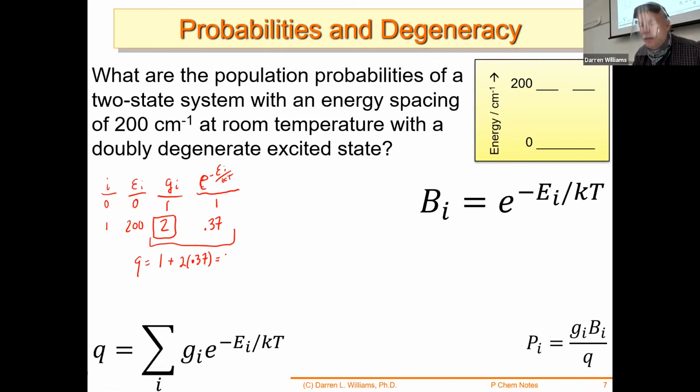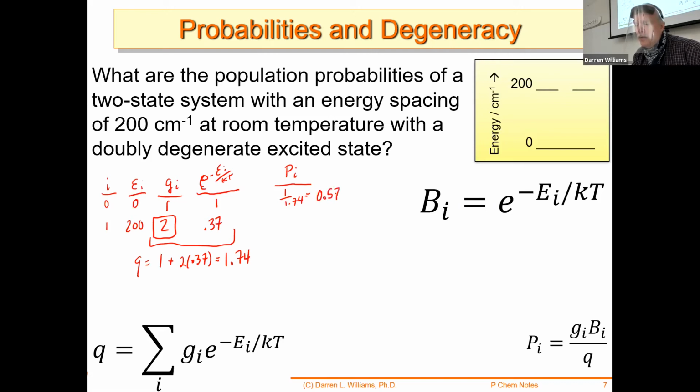Louder, please. 1.74. 1.74, okay. Notice it's larger, so we have more excitation. Okay, so let's calculate our probabilities. 1 over 1.74. What's that one? 0.57.